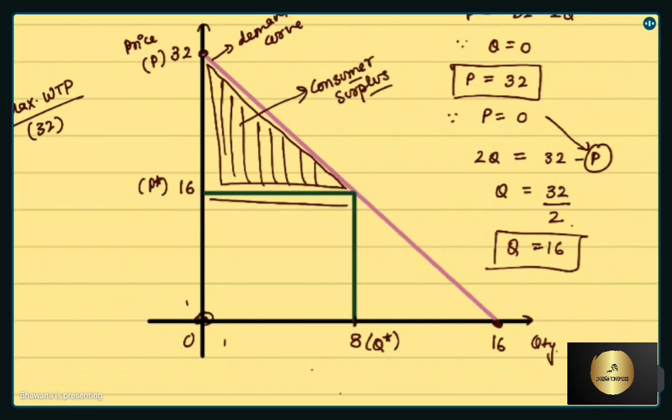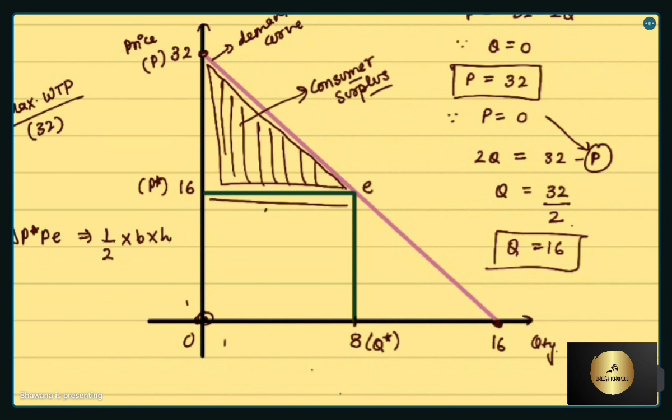Okay, so we have to find the area of this triangle P star PE. The area of a triangle is 1 by 2 into base into height. This is the mathematical formula to find the area of a triangle.